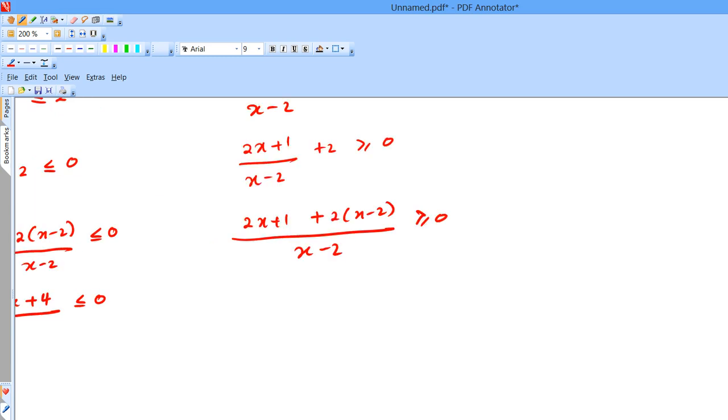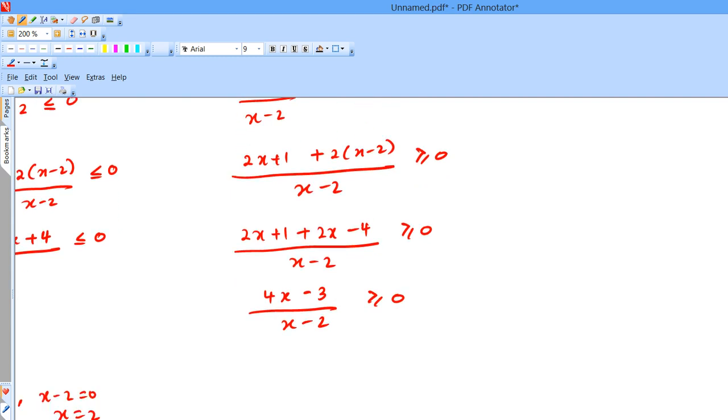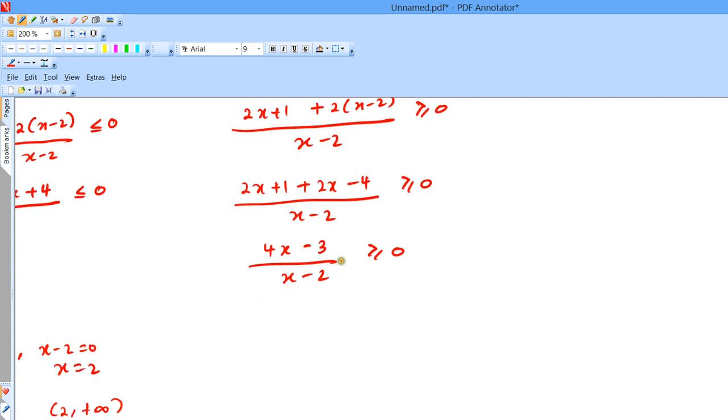And then simplify. So we get (2x + 1 + 2x − 4)/(x − 2) ≥ 0, or we get (4x − 3)/(x − 2) ≥ 0. From these inequalities, or rational inequalities, we know that x must not equal 2. This means x − 2 must not equal 0, so x must not equal 2.